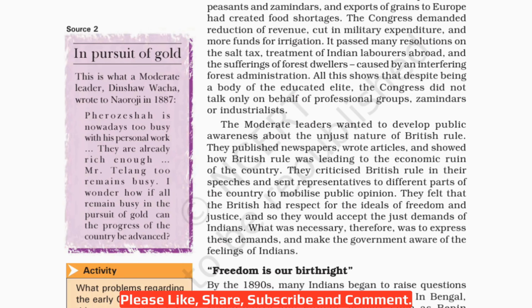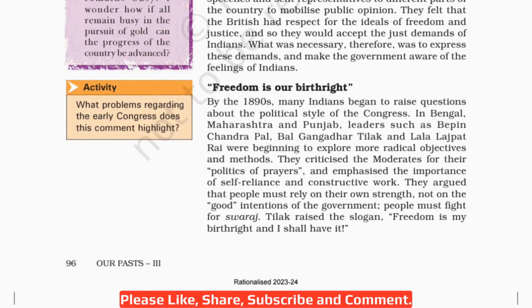They felt that the British had respect for the ideals of freedom and justice, and so they would accept the just demands of Indians. What was necessary, therefore, was to express these demands and make the government aware of the feeling of Indians. Because they wanted that freedom of speech and expression, so that they could tell the Britishers that we need this, we require this. This is for our good, right? Now, freedom is a birthright.